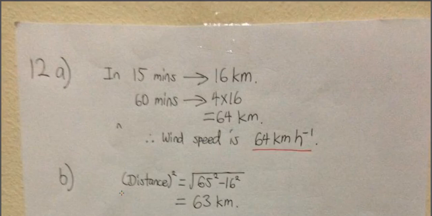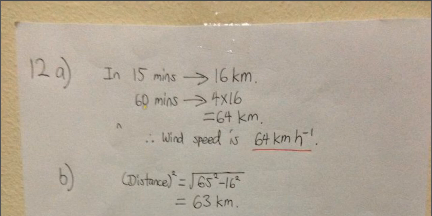Okay, in this question, we are finding the speed of travel of this particular flight. We're given the points A, B, and C, and the information. So in the first step, we are told that in 15 minutes, the wind forces the plane to move 16 km westwards.